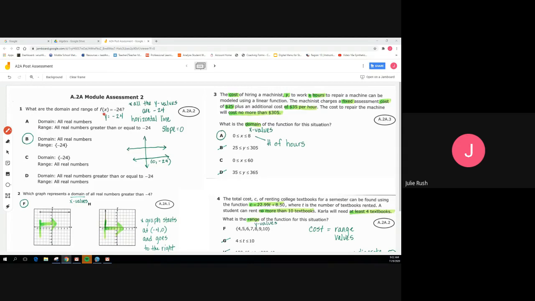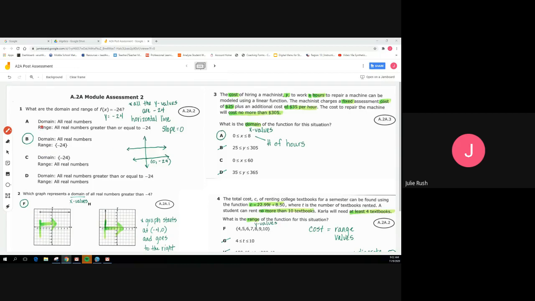So remember that f of x is just another way to write y. And so this is the equation y equals negative 24. If you type it into your calculator, you'll see that y equals negative 24 is a horizontal line that is parallel to the x-axis and similar to this drawing right here. So the slope is 0 and all the y values are always negative 24 of a horizontal line. So whatever it is equal to, that will be the range for the function.